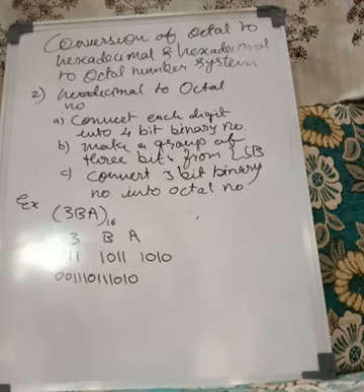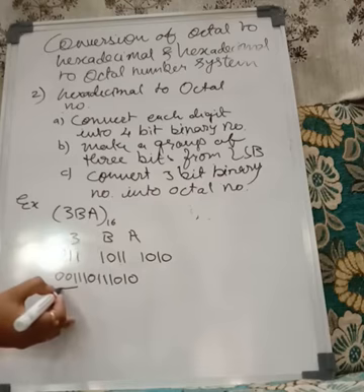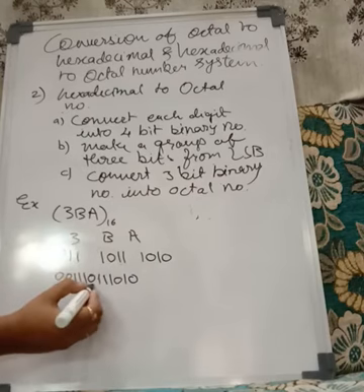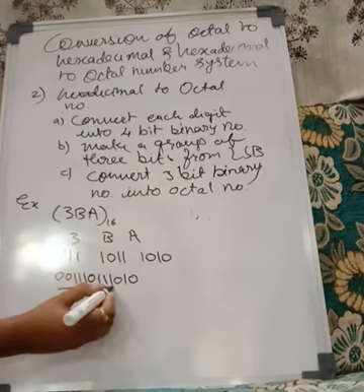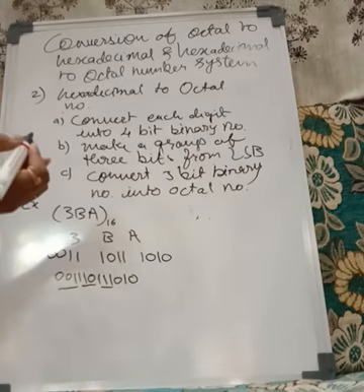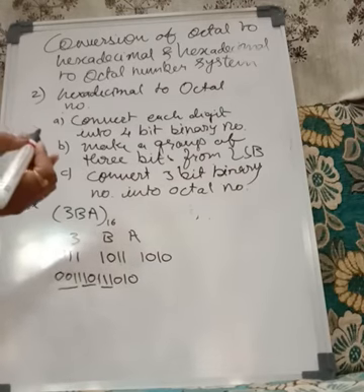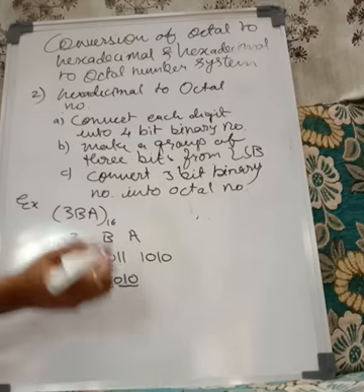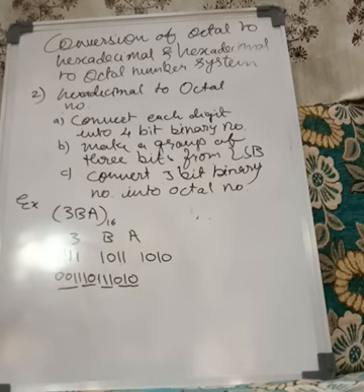Now what we'll do? We'll make groups of 3 from the LSB. So this is the first group of 3. This is the second group of 3. This is another group of 3. Okay, then this is another group of 3. Okay, so we are going to write the digits for this binary number.